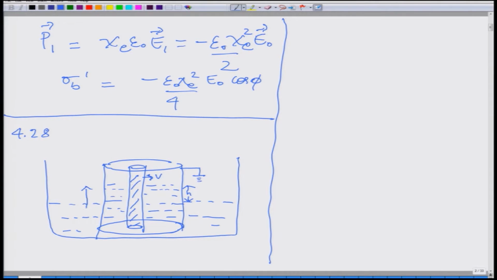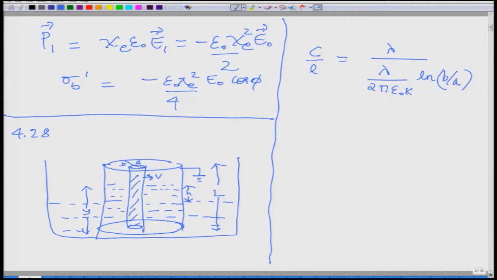Suppose we take this to be y and the total length of the tube to be L. Then we know that the capacitance per unit length of such coaxial tubes is given by lambda, where lambda is the charge density, 2 pi epsilon naught k ln b by a, where a is the radius of the inner cylinder and b is the radius of the outer cylinder.